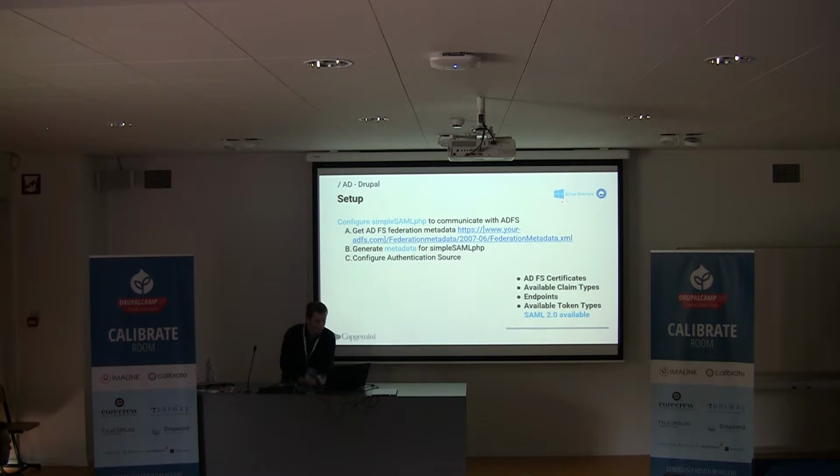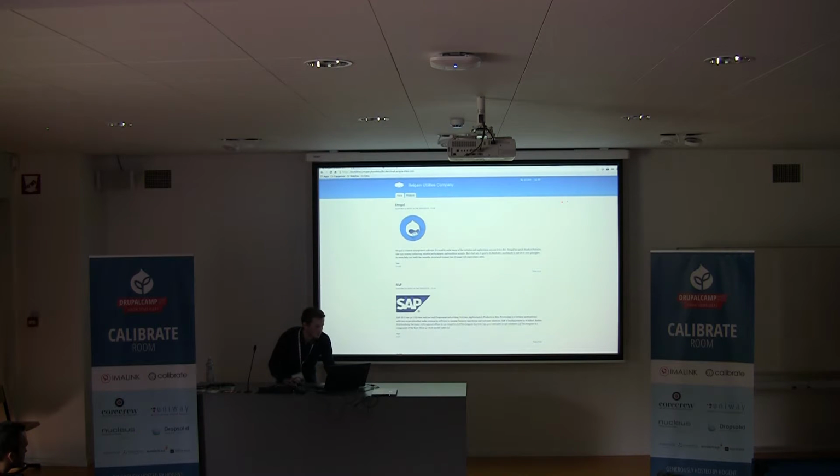So first of all, configuring SimpleSAML to communicate with ADFS. We need to get the federation metadata, and this is actually a lot of metadata of the ADFS. So we need a certificate with which we encrypt our communication. We need to know which parameters we can get, so which claims, as they're called in ADFS, we can get from it. These can be email addresses and phone numbers and so on. And then we'll do the two steps beneath, so I'm going to do that now.